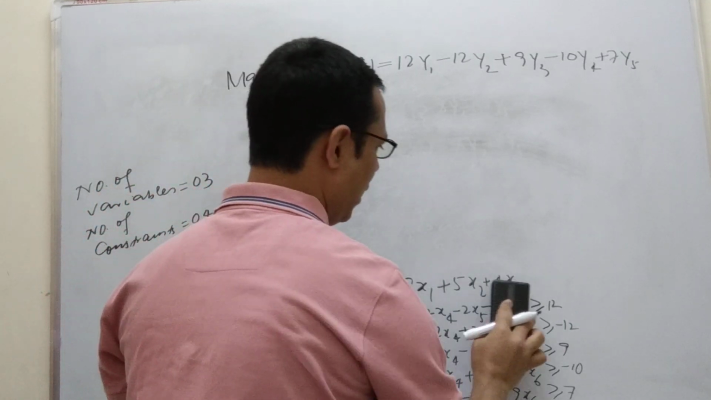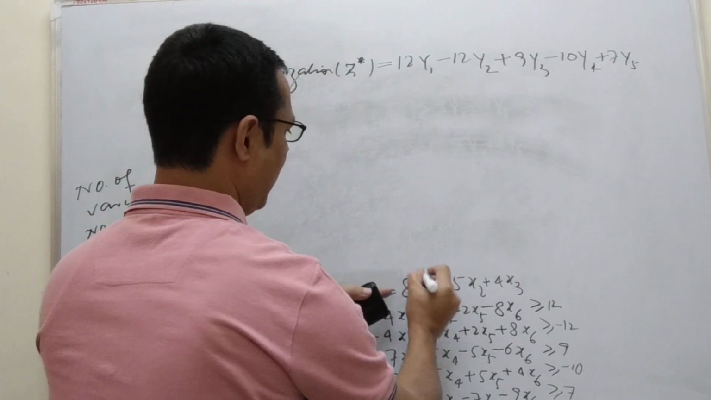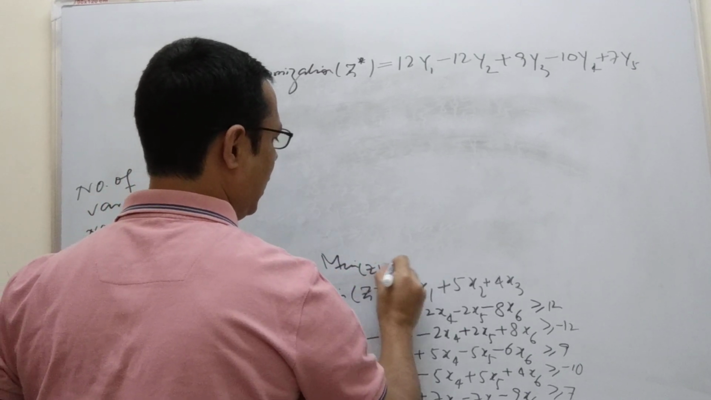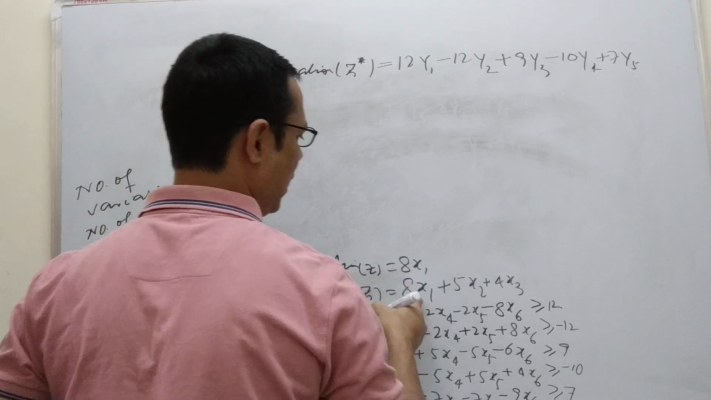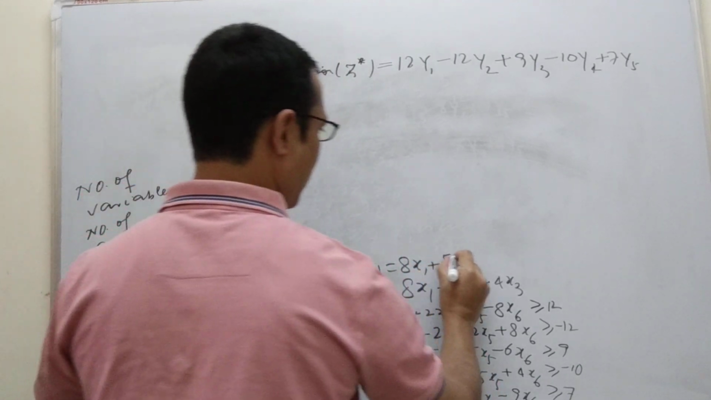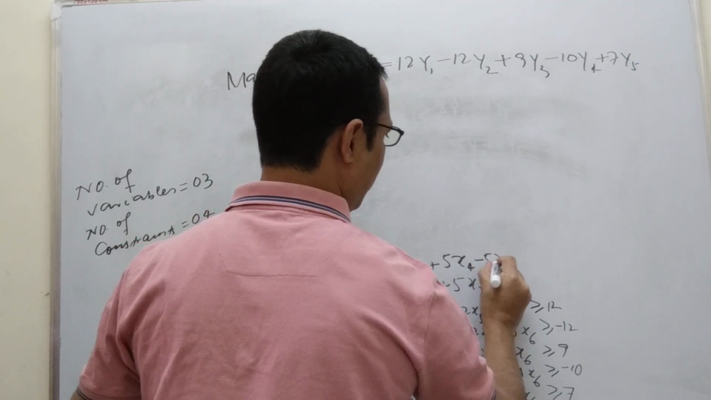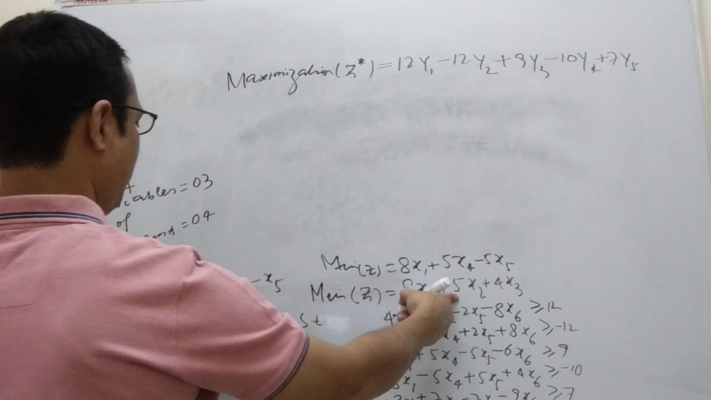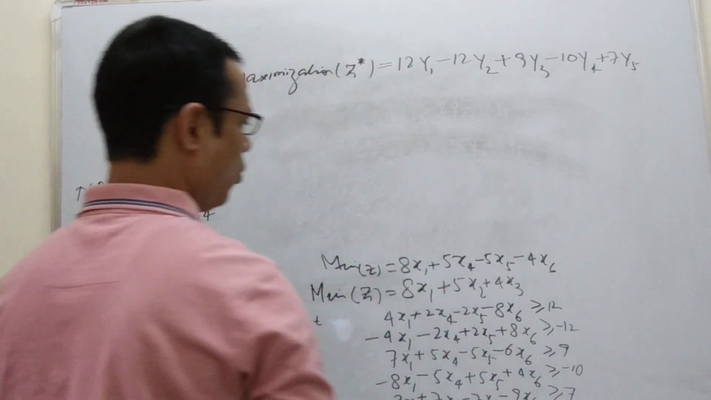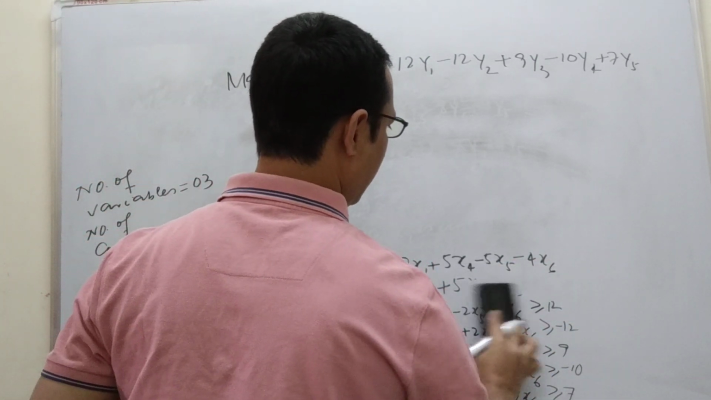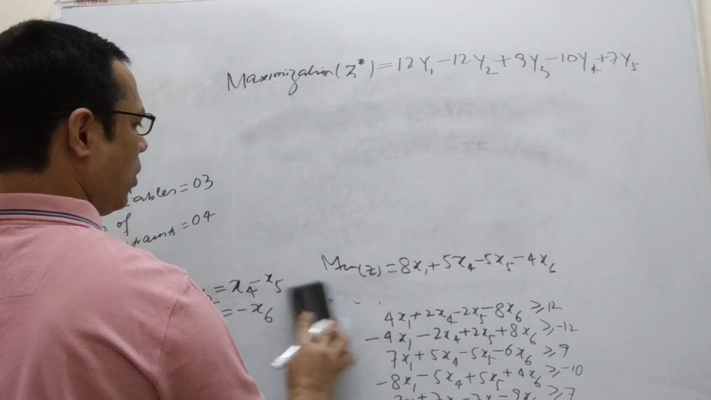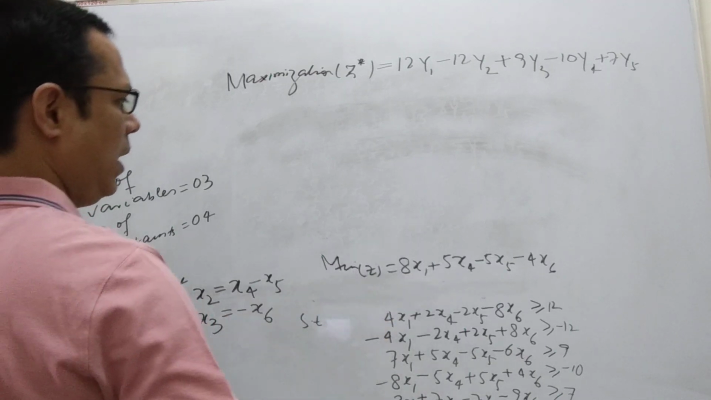So now 5 and 4x3. So this will become 8. Now I am going to write here itself, z is equal to 8x1. Here I am not going to make any changes. x2 will become 5x4 and x5, so 5x4 minus 5x5, x2 has been replaced, and x3 will also get replaced because of 4x6. So now this is the new objective function, because in the constraints I already made changes but I forgot to change the objective function. Now I have changed the objective function.